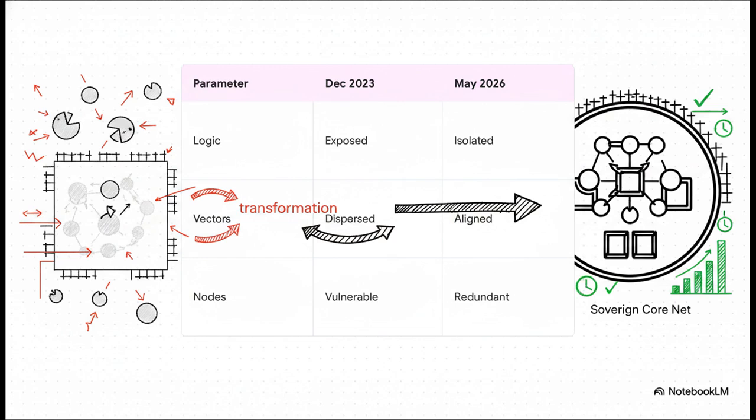Back in December 2023, the logic was exposed on external servers, and the data vectors were totally dispersed and prone to misalignment. Fast forward to May 2026, and those exact same elements are completely locked down in isolated local replicas. The vectors, now 100% aligned with the source. Vulnerable remote nodes evolved into heavily redundant core clusters inside a perfectly shielded sovereign core net.